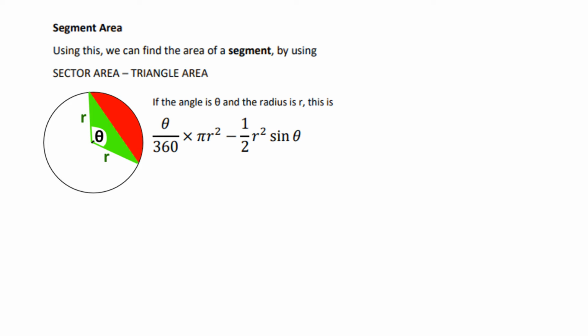This is just a combination of two things that you should learn. You should learn how to find the area of a sector, and you should learn how to find the area of a triangle. So one more point here, we've got this r squared here. Where did that come from?